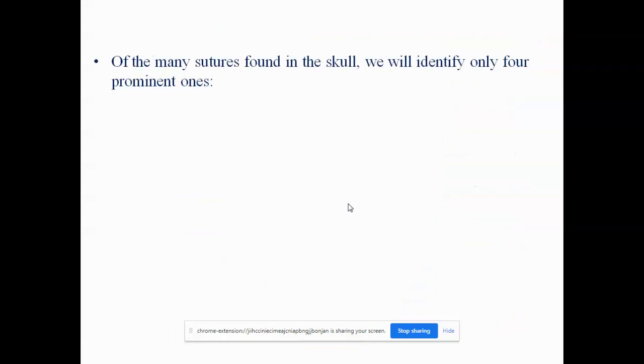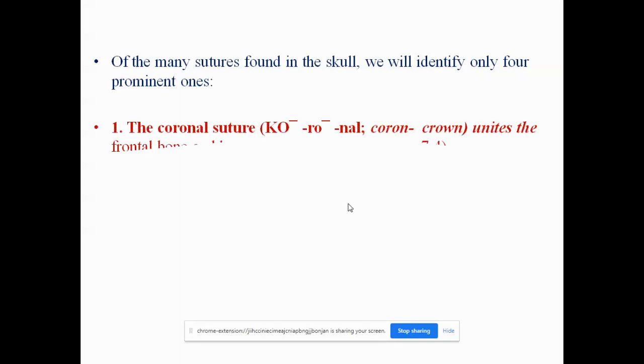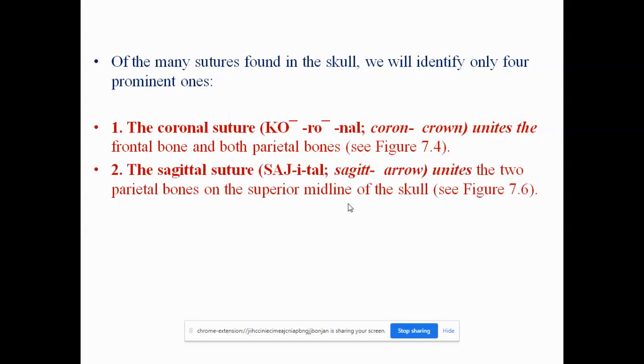Of the many sutures found in the skull, we will identify only four prominent ones. What are they? First one is the coronal suture. As the name implies, coronal means a crown, and it unites the frontal bone and both the parietal bones. The second one is the sagittal suture. Sagittal means arrow. It unites the two parietal bones on the superior midline of the skull.